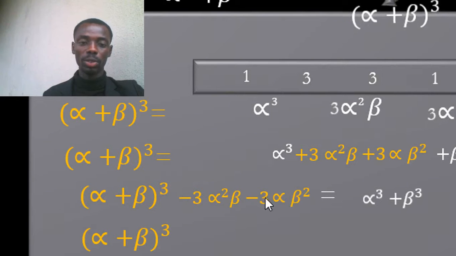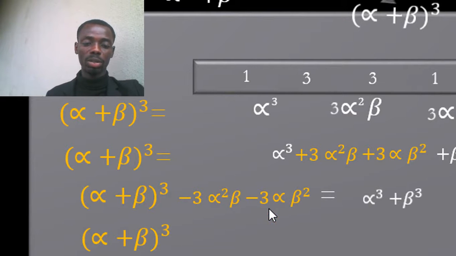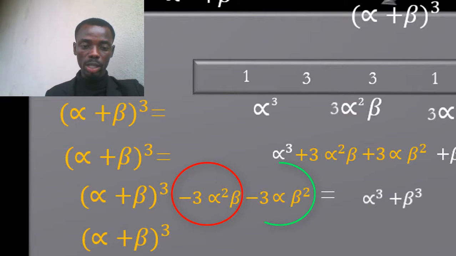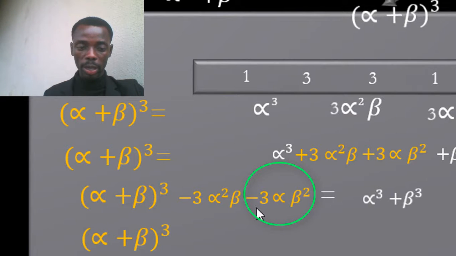I can only get that done through what? Only through factorization. So let me see how far I can go on that. What do you think is common to these two terms? Here is a minus 3 alpha squared beta. Here is a minus 3 alpha beta squared. So what is common? A negative is common, I think. I'm bringing it out already. I think a 3 is common.